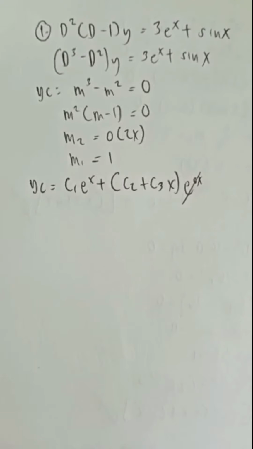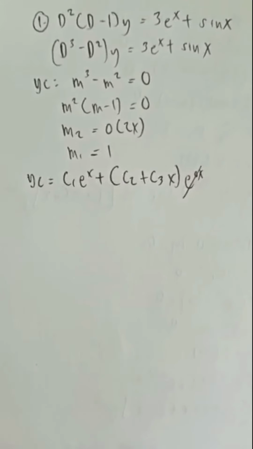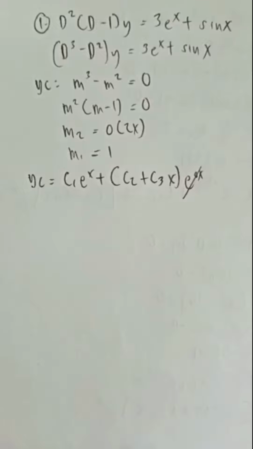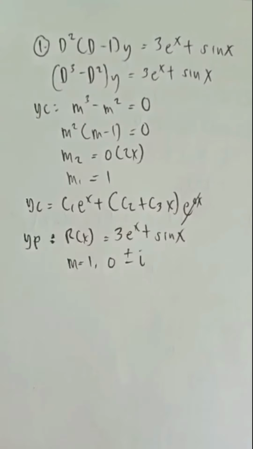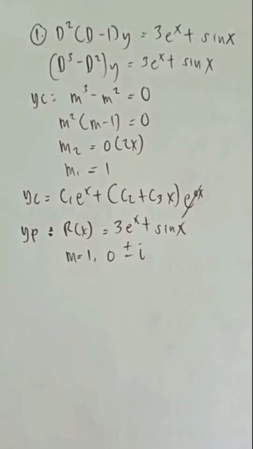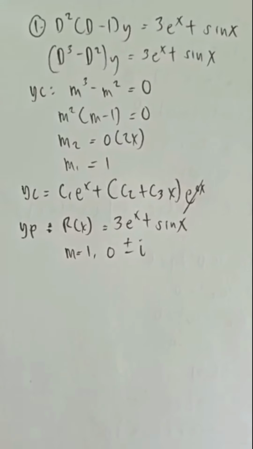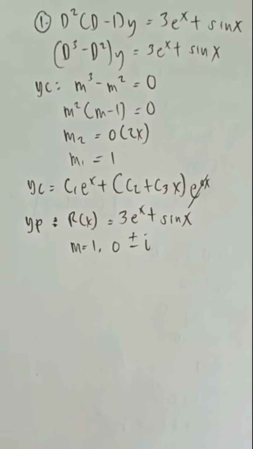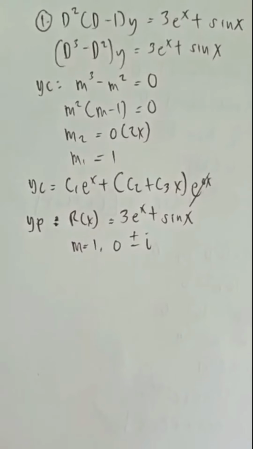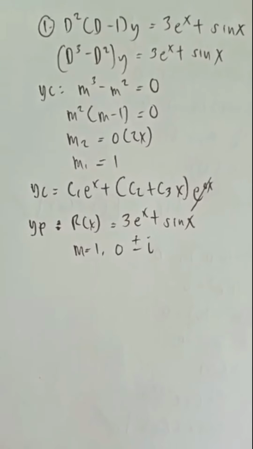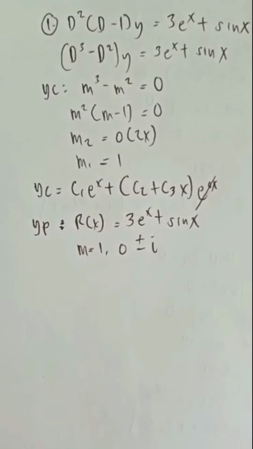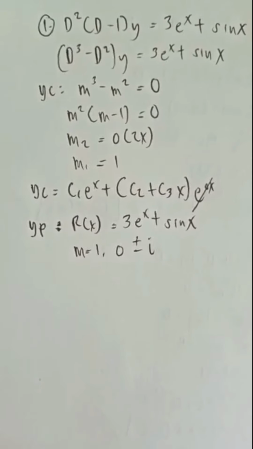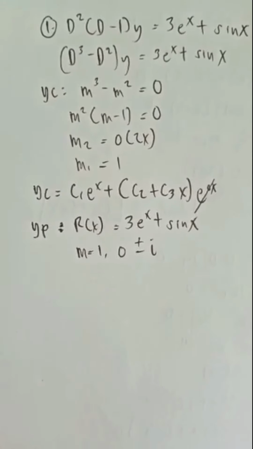So, ang complementary solution ay c1 e raised to x plus c2 plus c3x. Para naman sa particular solution, r of x is equal to 3 e raised to x plus sine x. At ang roots ay equal to 1 kasi yung katabi ng x sa 3 e raised to x ay 1. At yung ibang roots ay 0 plus or minus i kasi yung value ng a sa sin x ay 0 at ang value ng b sa sin x ay 1.